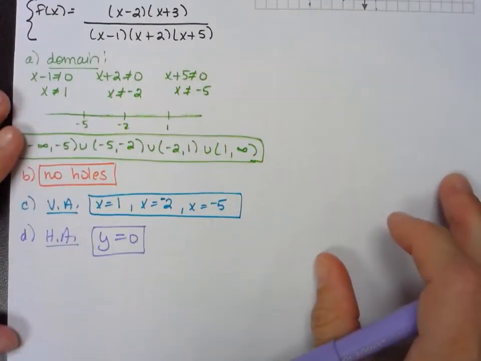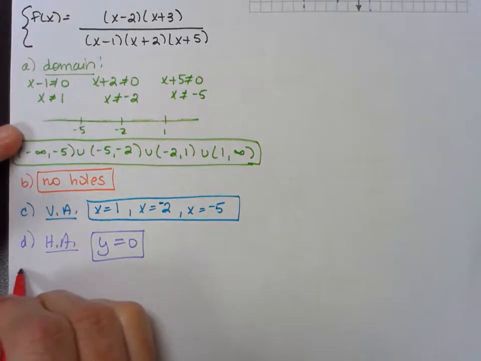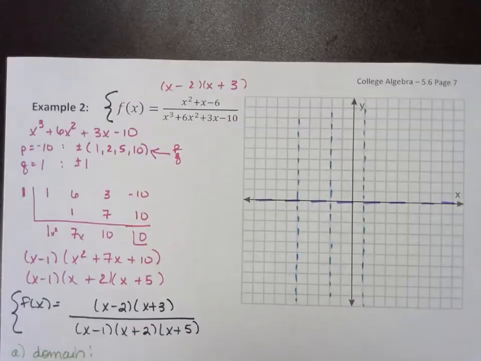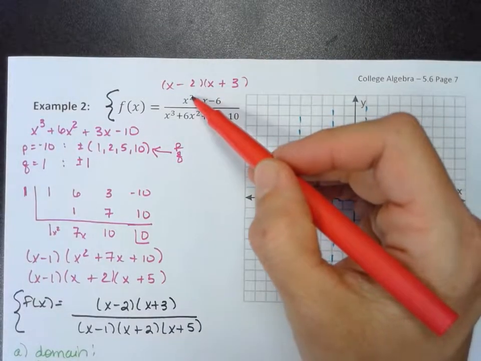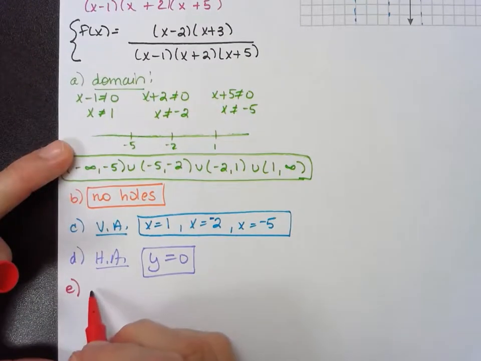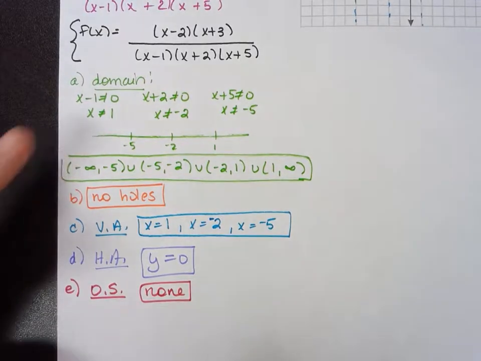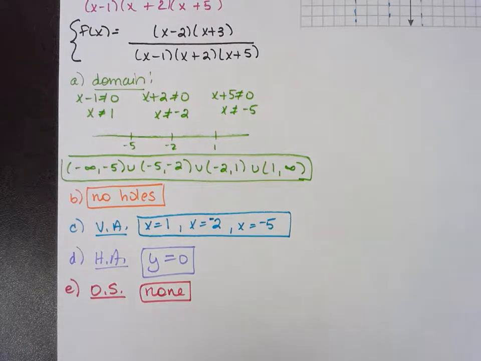Alright, what about the next step? Find all oblique asymptotes. Well, oblique asymptotes happen when this degree is 1 more than this degree, and that's not happening, which means there are no oblique asymptotes. Okay.